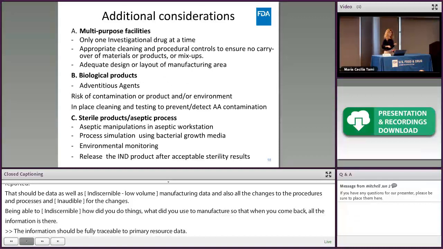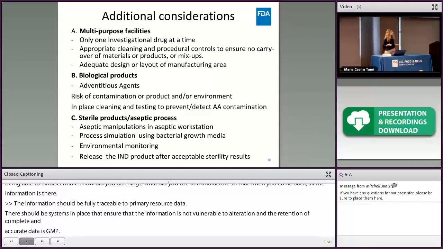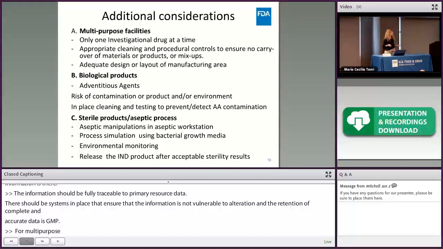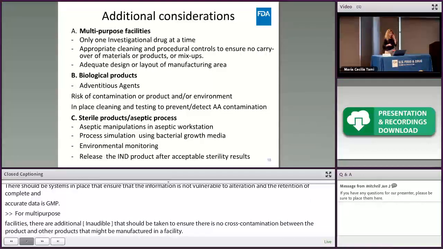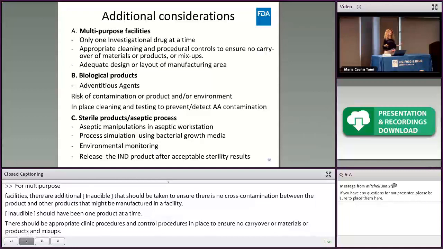So for multi-purpose facilities, there are additional considerations that should be taken to ensure that there is no cross-contamination between your product and other products that might also be manufactured in that facility. Of course, manufacturing should happen one product at a time. There should be appropriate cleaning procedures and control procedures in place to ensure no carryover of materials or products or mix-ups. And then this also impacts the facility. The facility should have a design that mitigates cross-contamination.